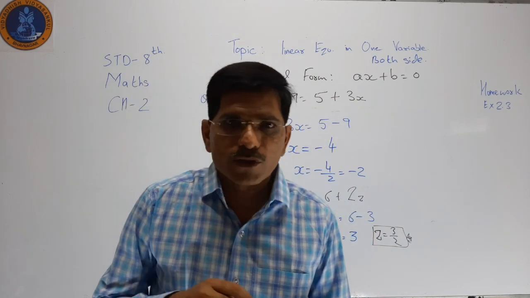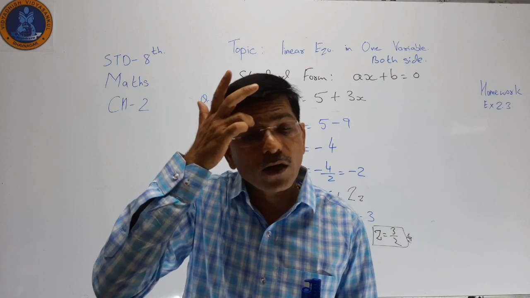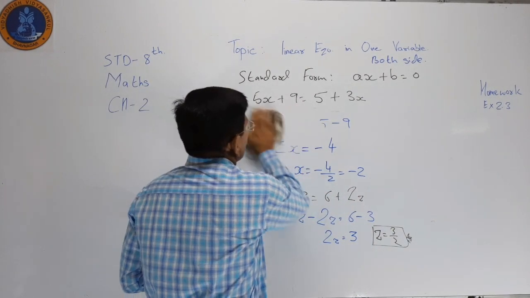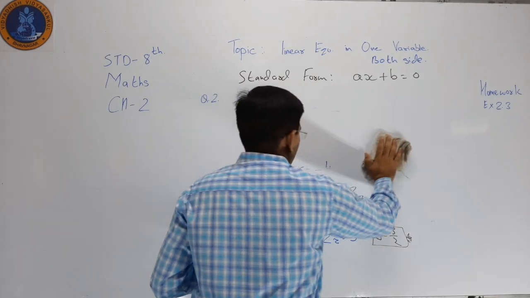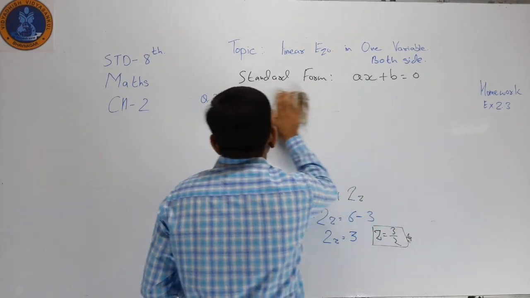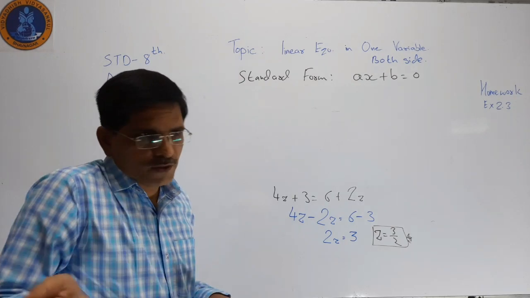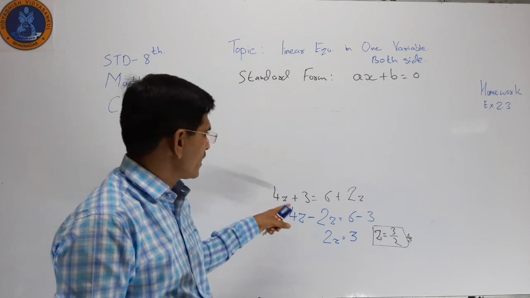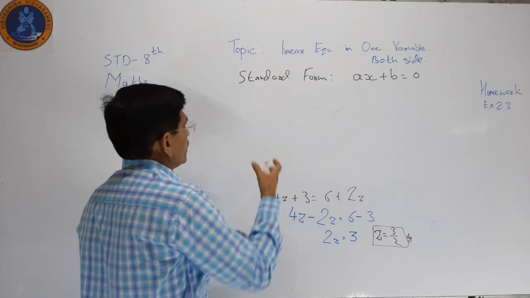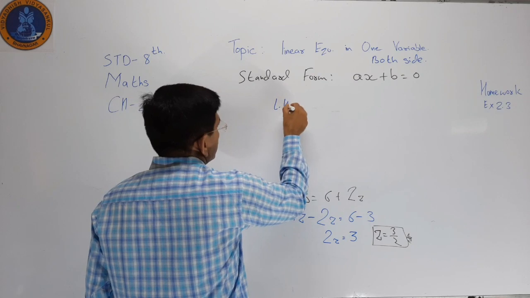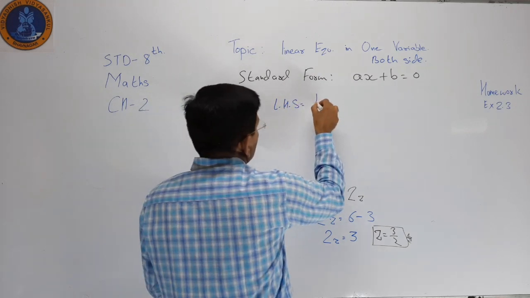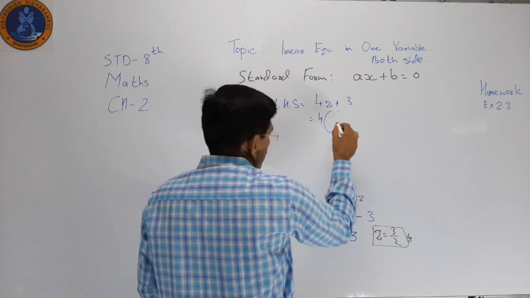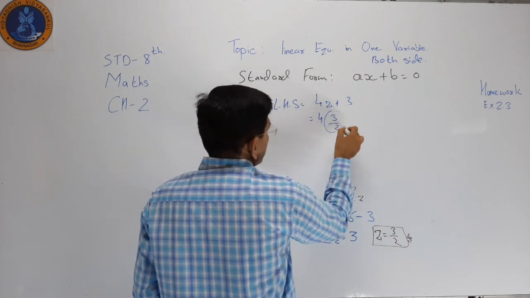Now I have to check whether my answer is correct or not, because here it is in the form of a rational number. So where do we have to put our answer? We put it in left hand side equal to right hand side. So z is equal to 3 by 2. Left hand side is 4z plus 3. So 4z is equal to 3 by 2 plus 3.